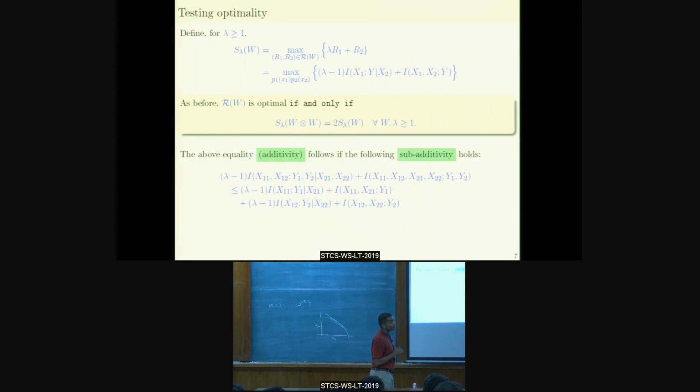No, R of W was, Shannon said, from large deviations, that you can typically achieve I(X;Y).